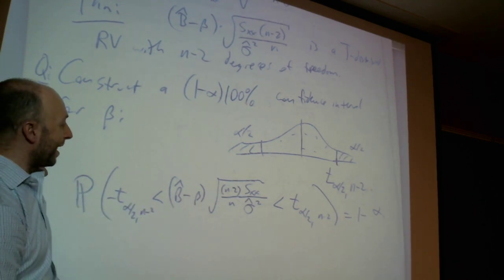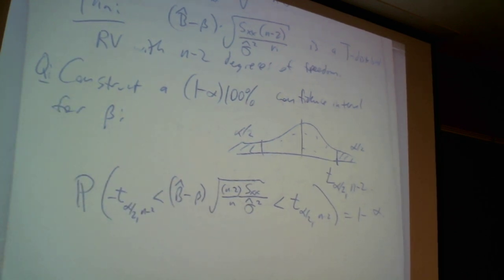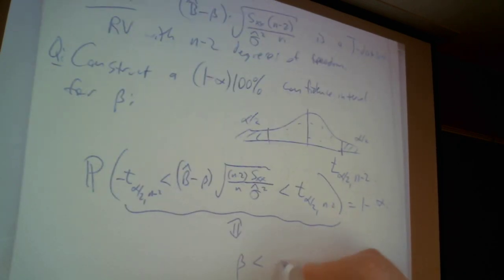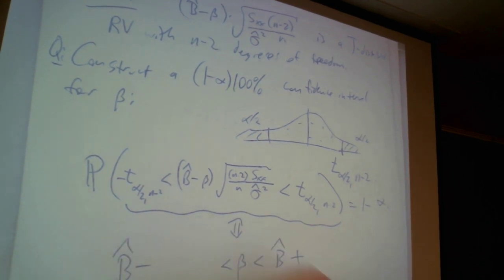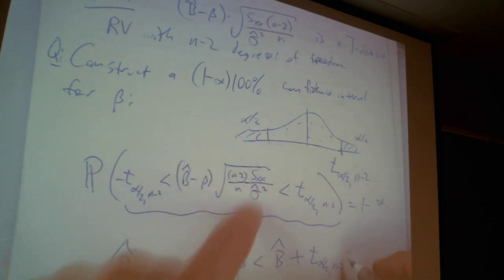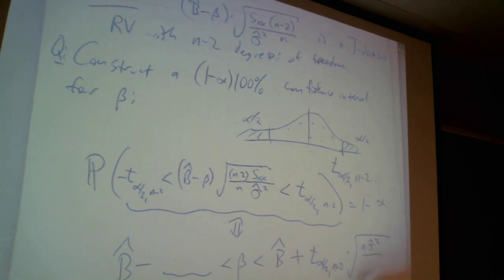And now we need this in terms of beta. So I multiply through by this, and I move beta to the other side. This interval is equivalent to beta lying between beta hat plus something and beta hat minus something. That something is the same thing. What is that thing? t alpha over 2, n minus 2 times, this gets multiplied to the other side, so it's the square root of n sigma hat squared over (n minus 2) sxx.